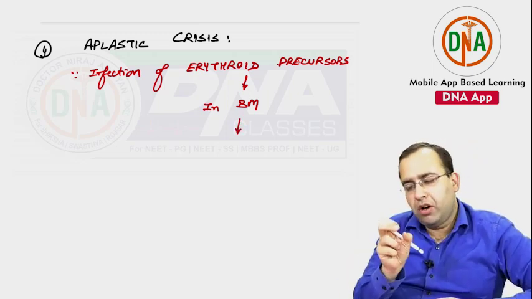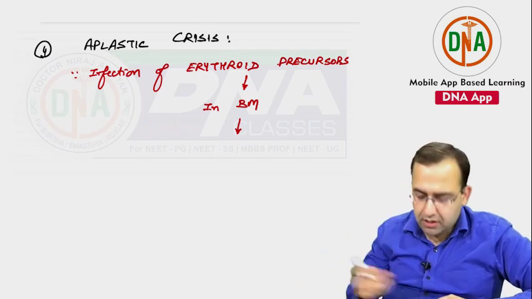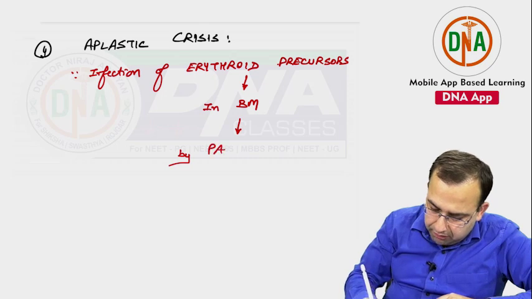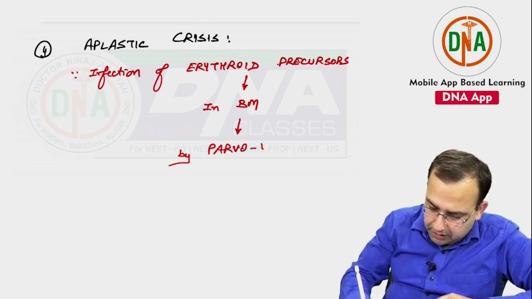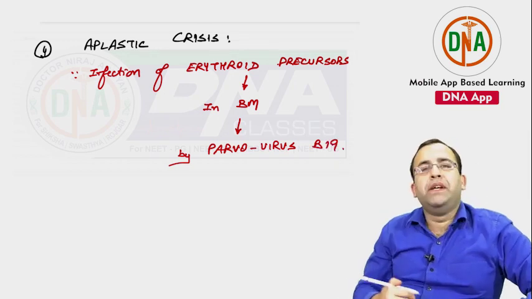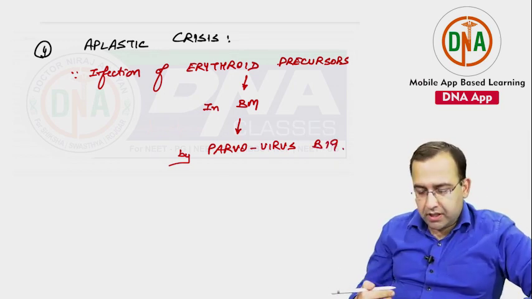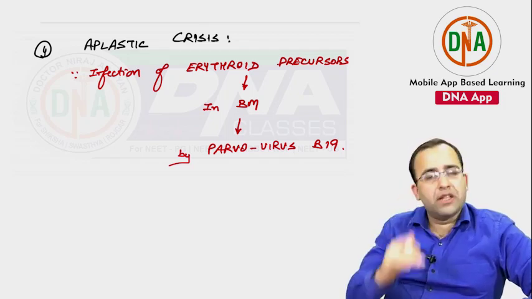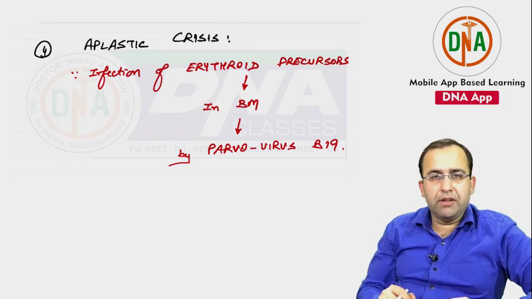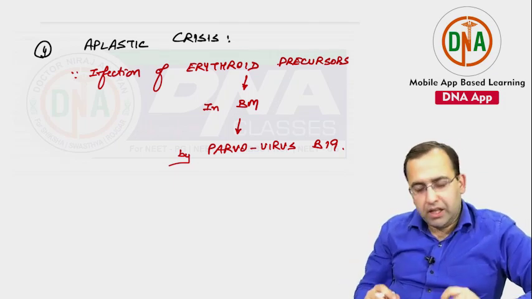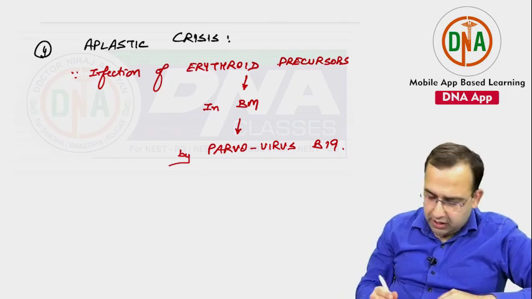Which viral infection is associated with aplastic crisis? By parvovirus B19. Aplastic crisis. So these are the clinical features associated with sickle cell anemia. Next point. This is mainly for the second years, just these 2-3 lines.